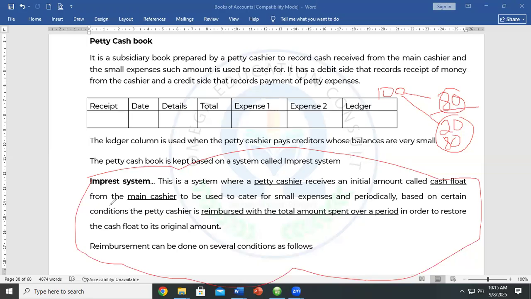You can see on the screen that I've underlined some key terms, or key phrases. So this is a system where an initial amount called cash float is given to the petty cashier to be used to settle small expenses. The petty cashier is reimbursed. This word reimbursed, if you don't bring it, you lose a lot of money. Is reimbursed with the total amount spent in order to restore the cash float to its original amount. That's the imprest system, and this is the system that the petty cash book operates on.